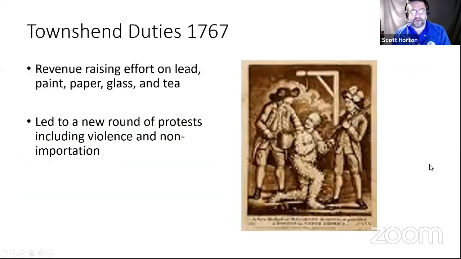There's another round of taxation in 1767 called the Townshend duties. These were taxes on lead, paint, paper, glass, and tea.